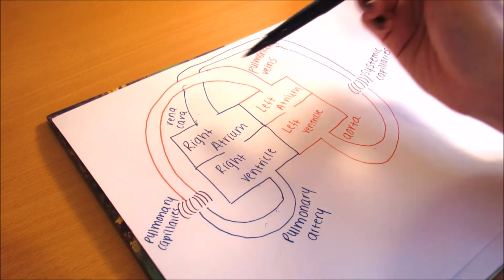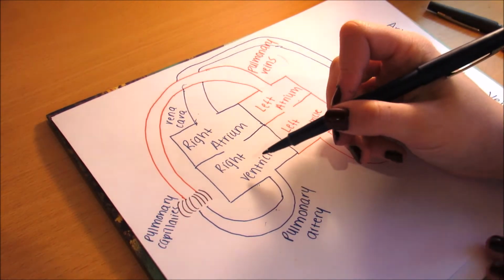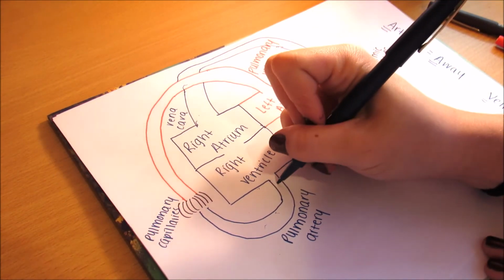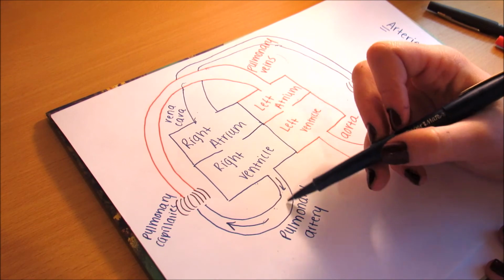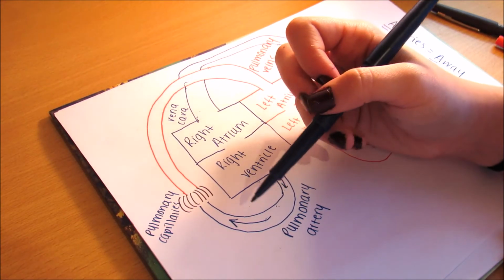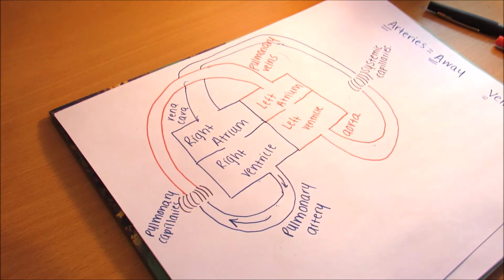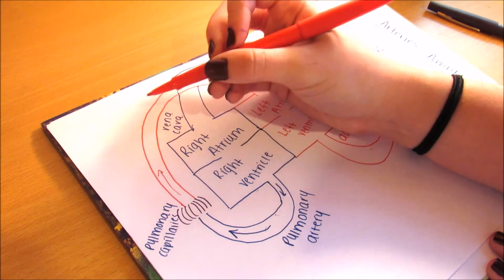And now we're just going to keep going around and around. So let's just do some arrows so you guys can follow. So the right ventricle, we have deoxygenated blood. We're using a blue pen to represent the deoxygenated blood, right? It goes out of the heart via the pulmonary arteries, away from the heart, to the lungs. And we reach the pulmonary capillaries. Now we have some oxygen in the blood, so we're going to switch back to the red pen.